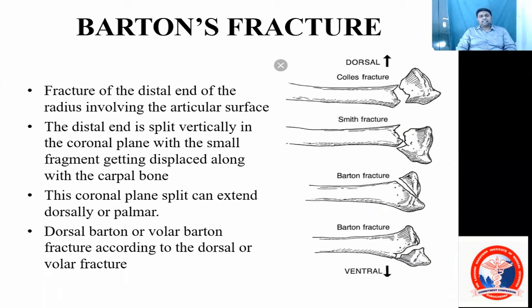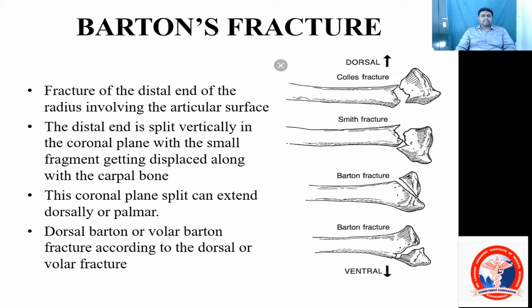This fracture of the distal end of the radius involves the articular surface. The distal end is split vertically in the coronal plane with a small fragment getting displaced along with the carpal bone. This coronal plane split can extend dorsally or palmar. As you can see in the picture, the first picture is the Colles fracture, where it is an extra-articular fracture and the fragment is displaced dorsally. In Smith's fracture, same extra-articular fracture, and the fracture is displaced volarwards.